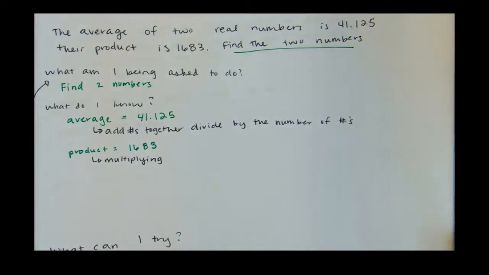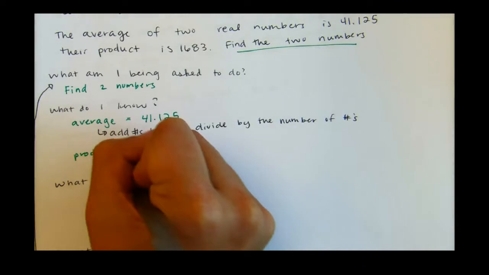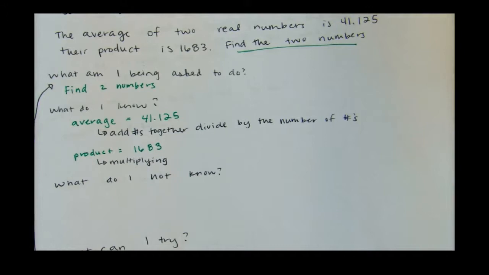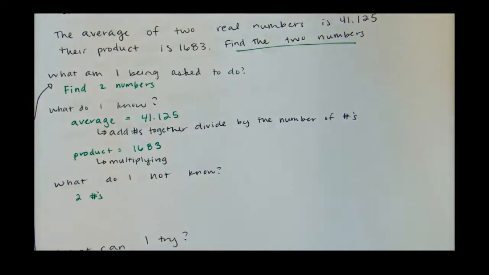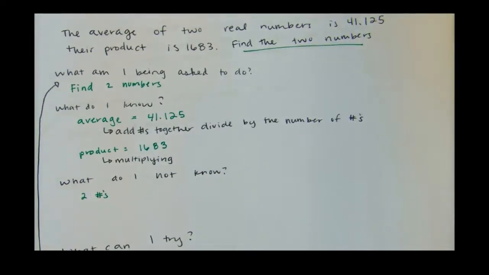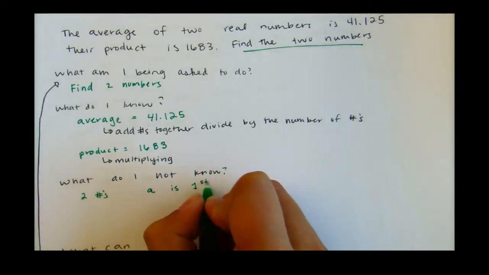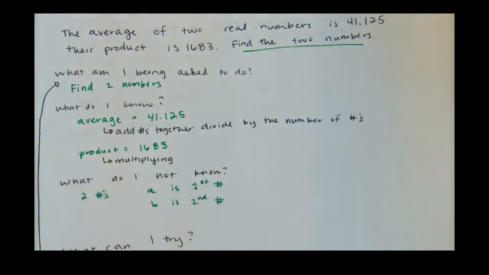The third thing, so I'm going to just write in this question. The third question I want to ask is, what do I not know? And the answer to this is I don't know the two numbers. In order to solve this problem, I want to define two variables for these two unknown numbers. So I'm going to say that A is the first number, B is the second number. And I'm just defining a set of variables. You can pick your own set to solve.